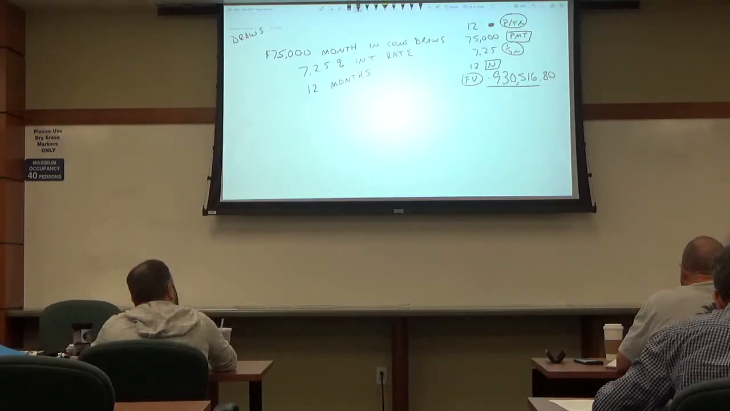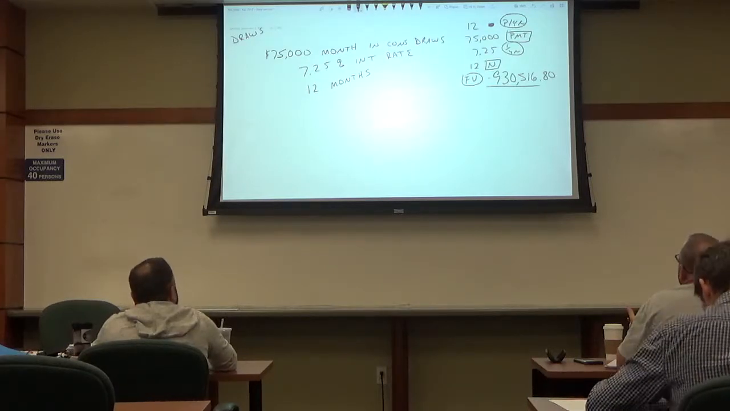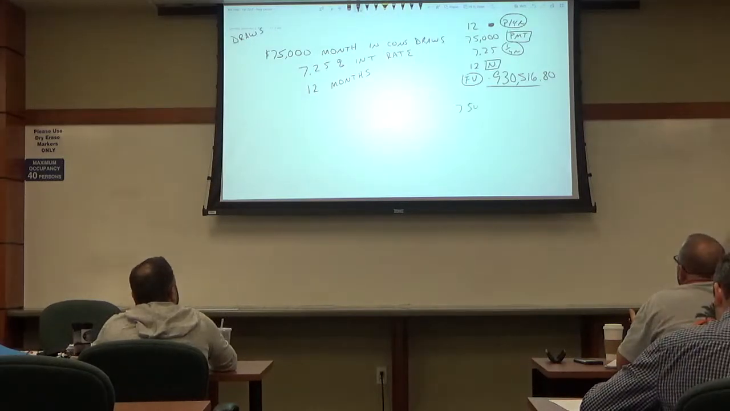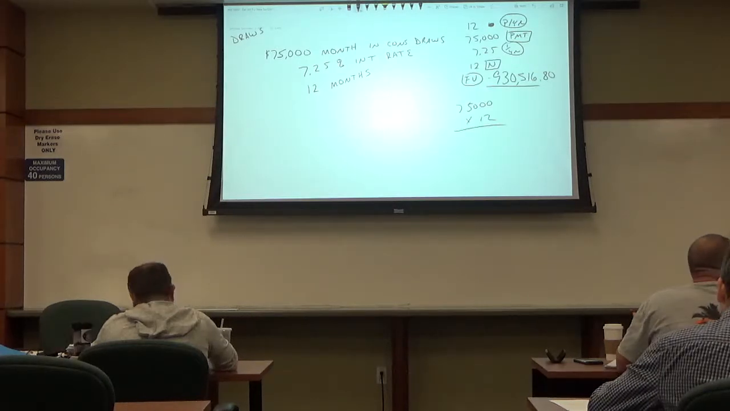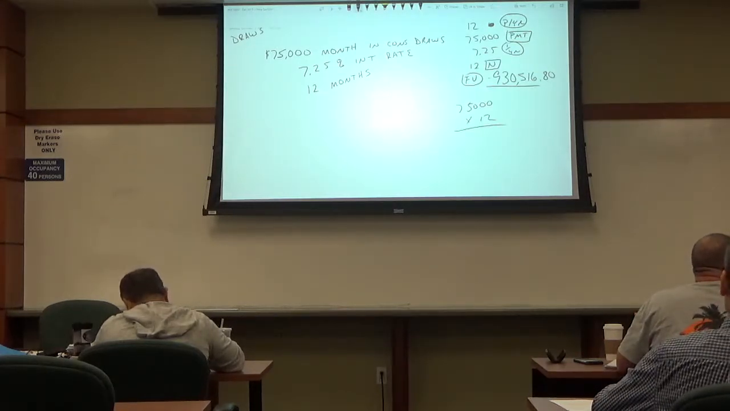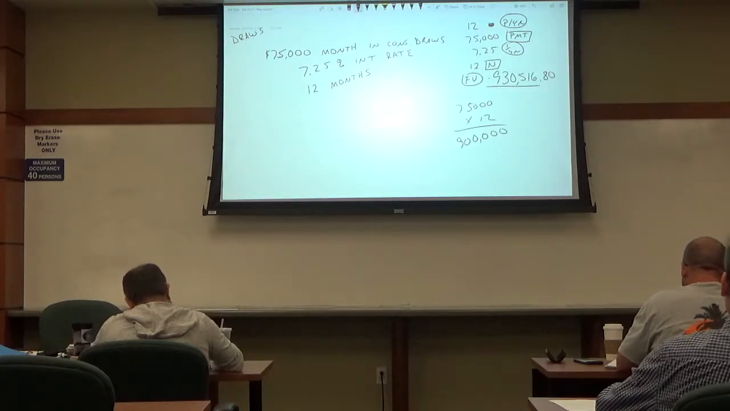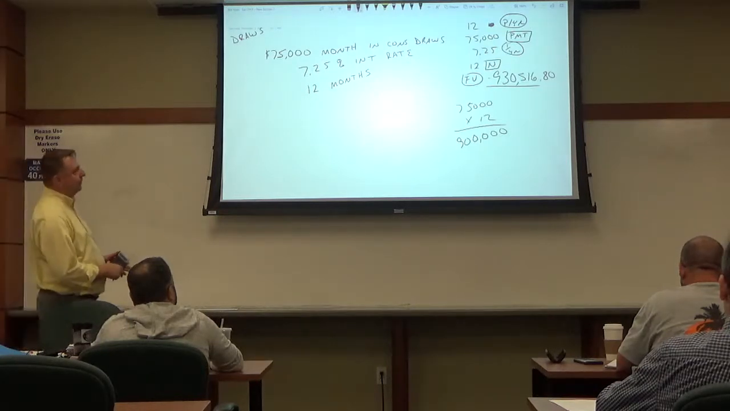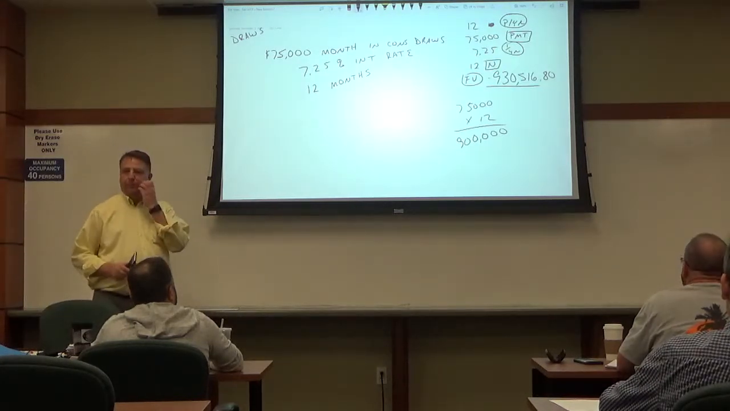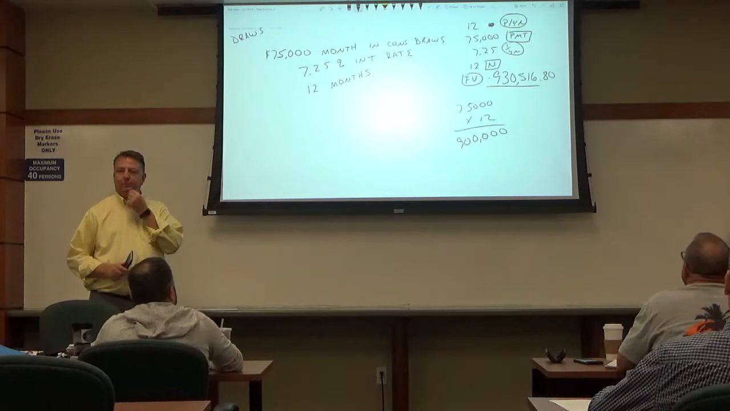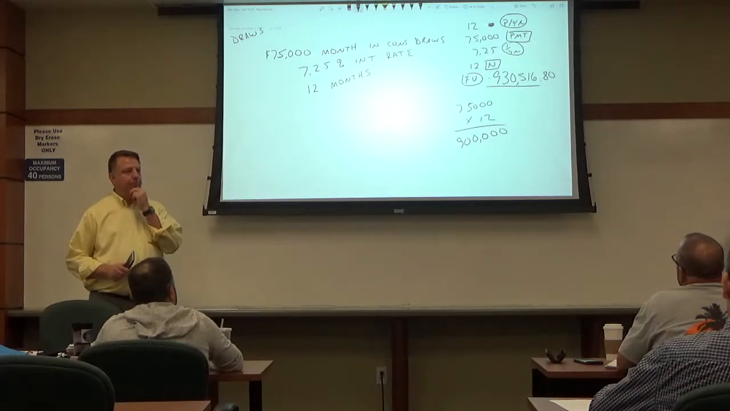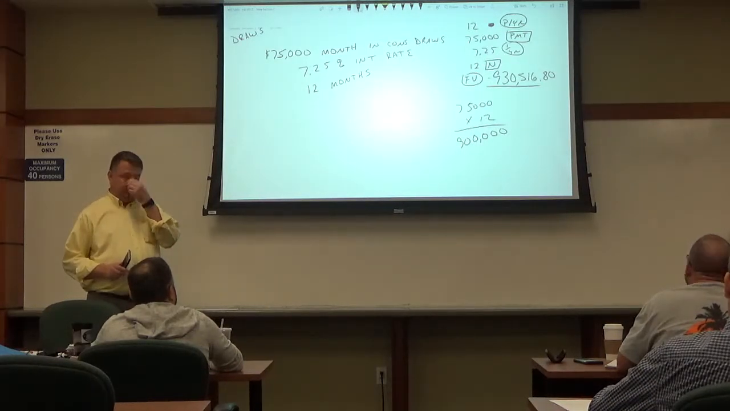So you got it? Okay, let's just, once again, just for fun, do the simple math. 75,000 times 12 is $900,000 in total draws. So basically our interest cost over that period is $30,516.80. Okay, make sense? Yep.